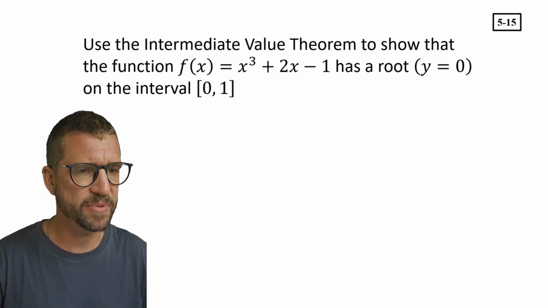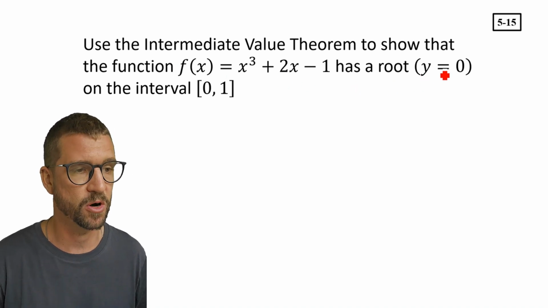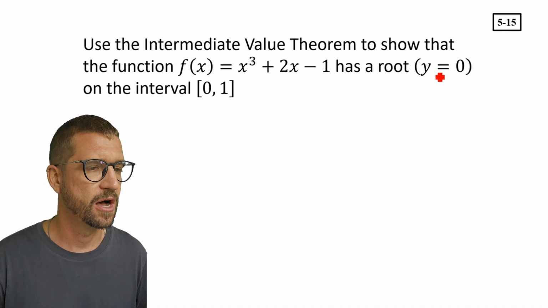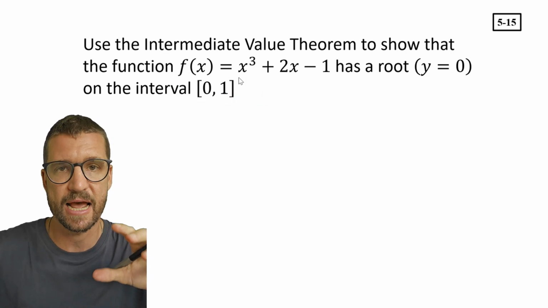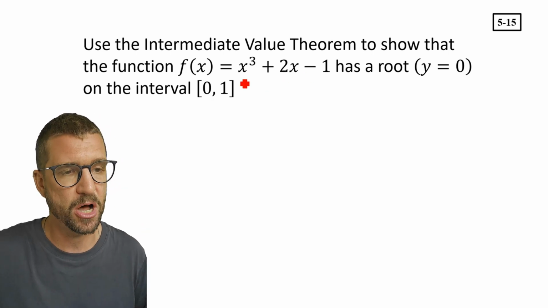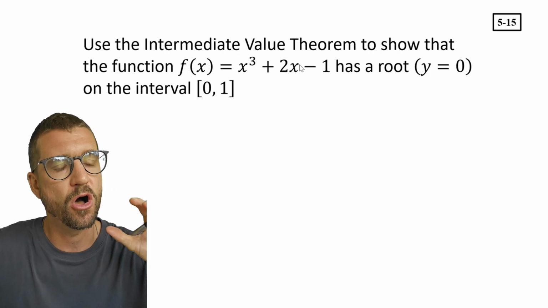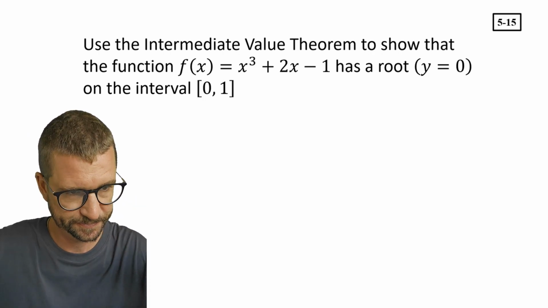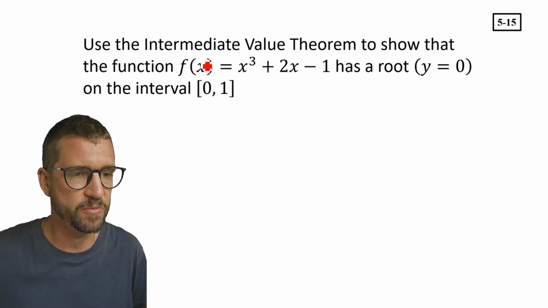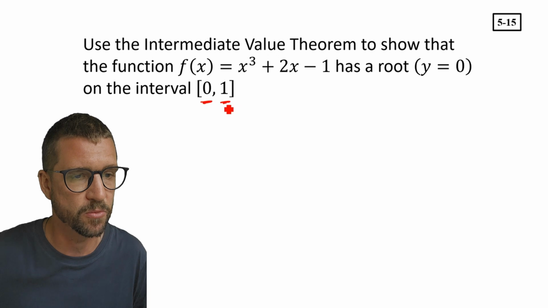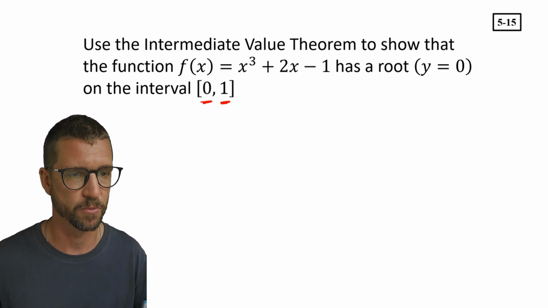We're going to use the intermediate value theorem to show that this function has a root, which is where y equals 0, also called zeros, on the interval 0 to 1. Now the first thing is we need to establish that it's continuous. This is a polynomial, x cubed plus 2x minus 1, and all polynomials are always continuous. So we know it's continuous everywhere. For this problem, we only need to be sure that it's continuous between 0 and 1, but we can also say that it's continuous everywhere. Therefore, it's also continuous between 0 and 1.